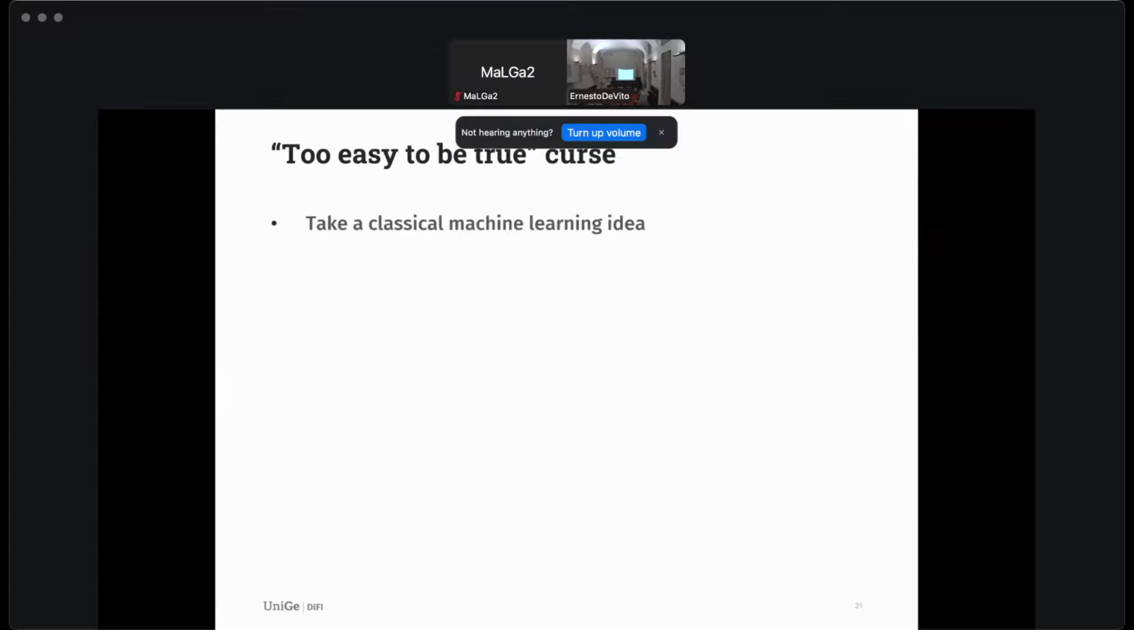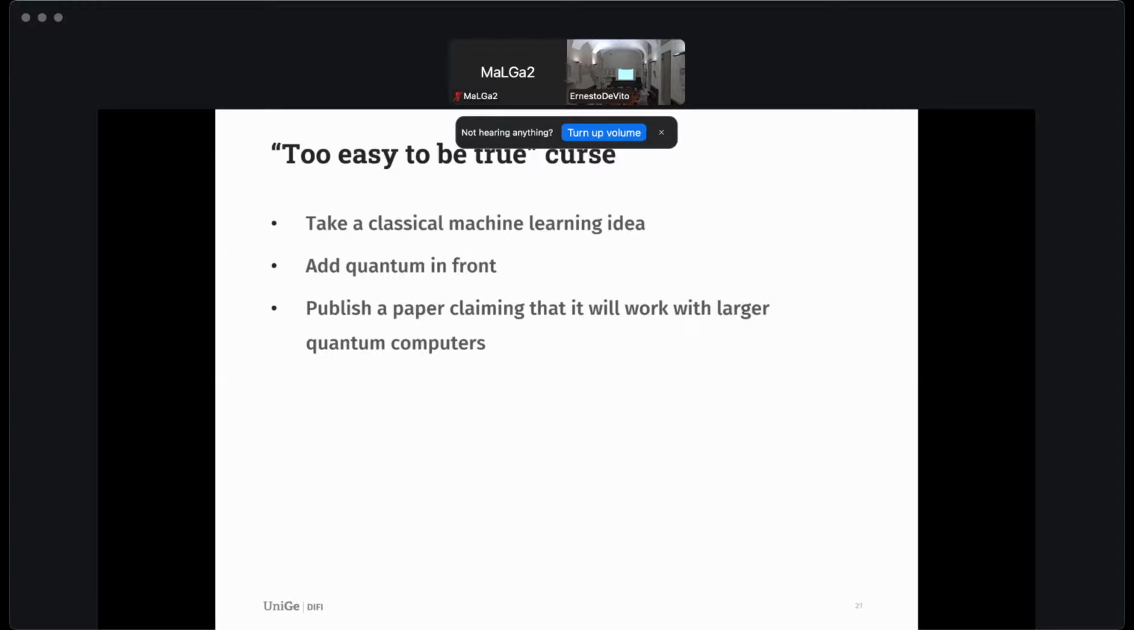Other people take a machine learning application, protocol, or algorithm, or whatever you want to call it, and they just add quantum in front, okay? Then they publish a paper claiming that, well, we don't see any advantage, but that's because quantum computers are so small. By the way, quantum computers nowadays are around 70 qubits, okay? Google and IBM have 70 qubits, so it's quite small. But the claim is that we still don't see any advantage because quantum computers are so small, and we need larger quantum computers. But it doesn't work like that, because you have to do something else. You cannot take a classical idea and just implement it on a quantum computer. We need something more.